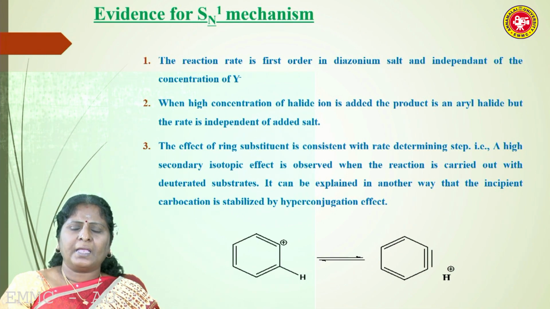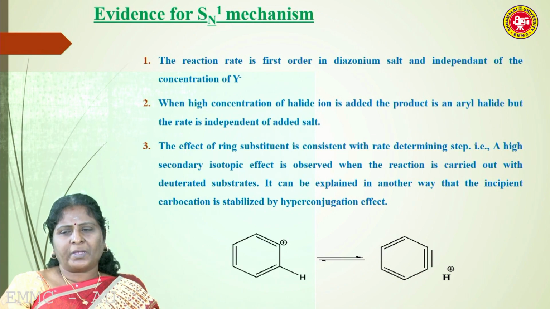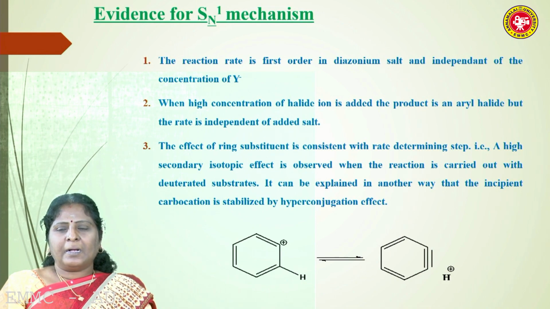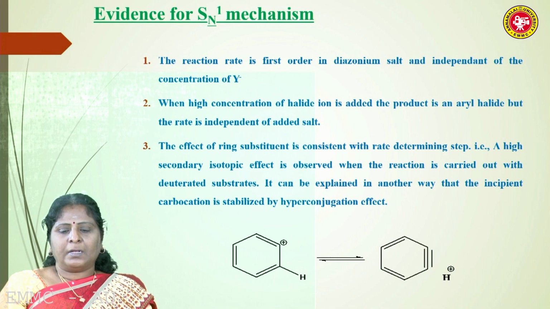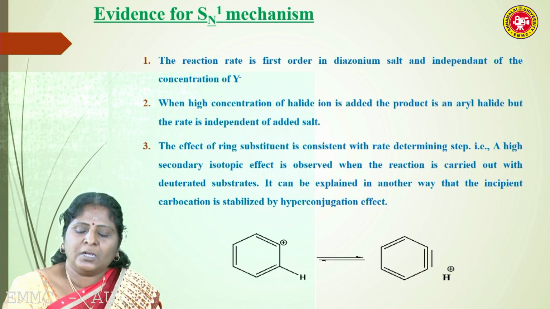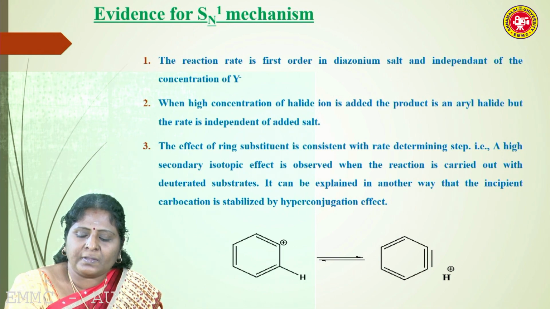That means a high secondary isotopic effect is observed when the reaction is carried out with the deuterated salt. This is because the C-H bond, which is adjacent to that, stabilizes that cation through a hyperconjugative effect. If a deuterium is introduced instead of that hydrogen, then the hyperconjugative effect gets diminished. So the stabilization through that hyperconjugative effect gets decreased.